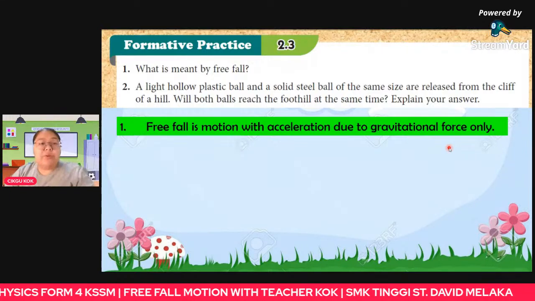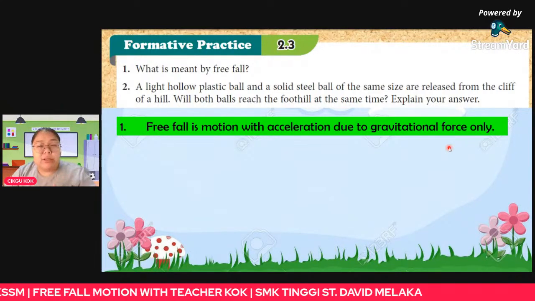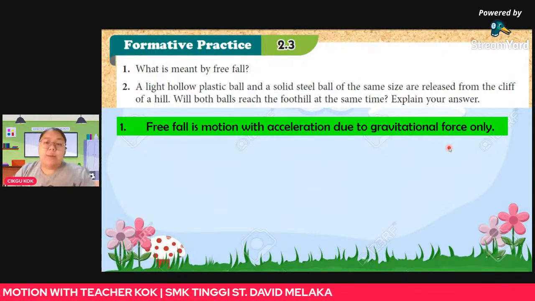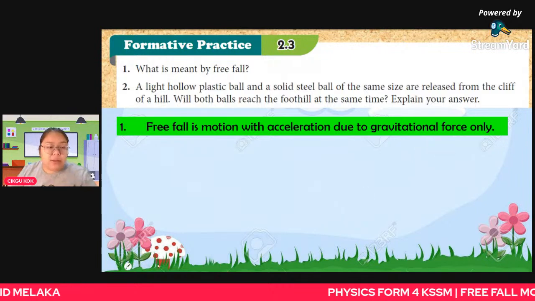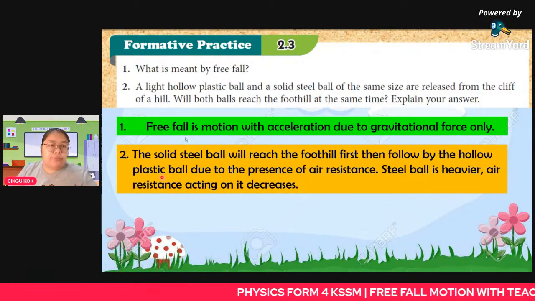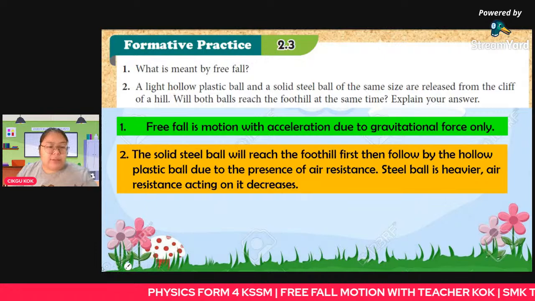Okay, so this one we call free fall. Something is falling with some acceleration, but this one is only due to the gravitational force. We are not considering air resistance. Okay, next one. Oh, you show the answer already.